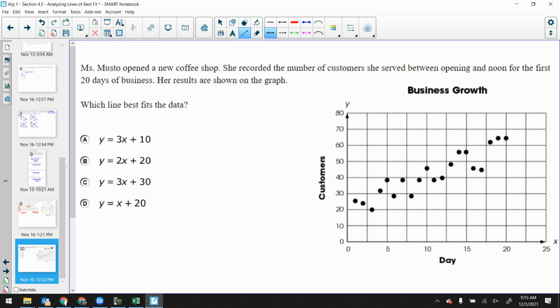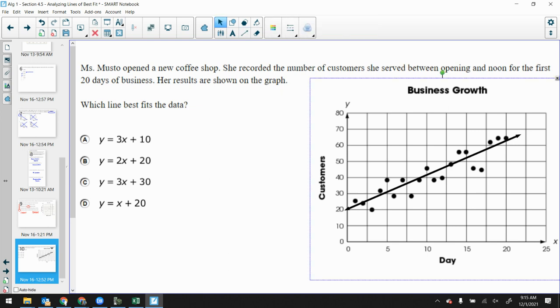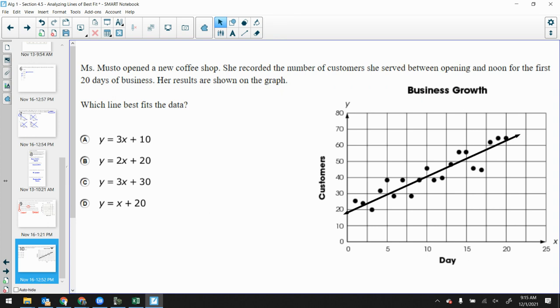Everybody, right now, draw in your line of best fit. Draw in your line for your scatter plot. Now, everybody look at the options that are given to us. What can you estimate the y-intercept to be? Somewhere around 20. So A and C are automatically off. So A and C are gone. But what we have to figure out now is what is the slope?